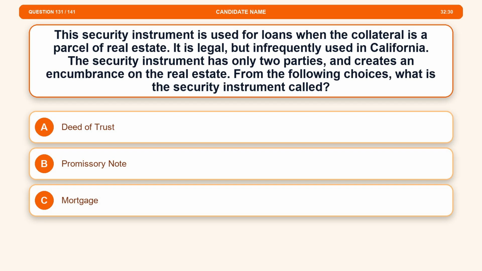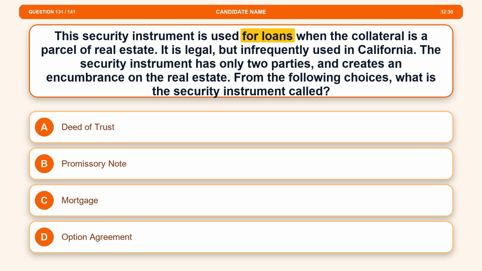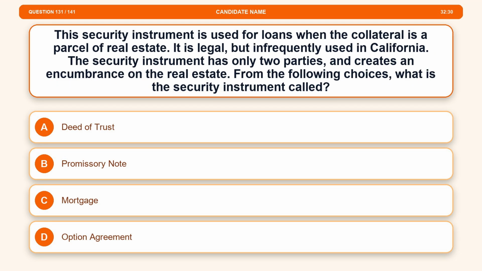Question 131. This security instrument is used for loans when the collateral is a parcel of real estate. It is legal, but infrequently used in California. The security instrument has only two parties and creates an encumbrance on the real estate. From the following choices, what is the security instrument called? Option A, deed of trust. Option B, promissory note. Option C, mortgage. Option D, option agreement.